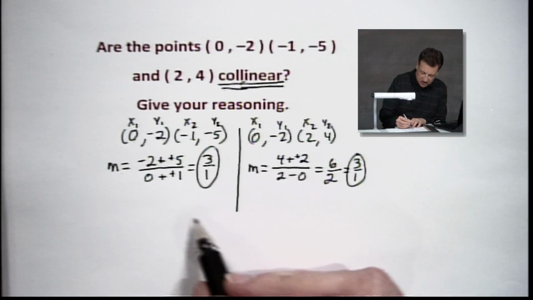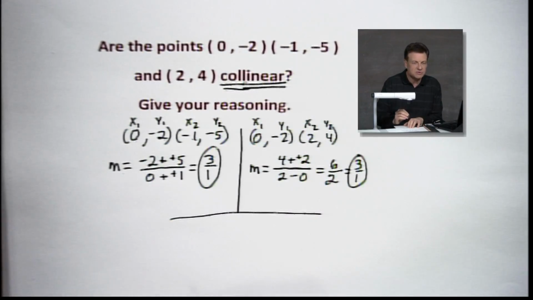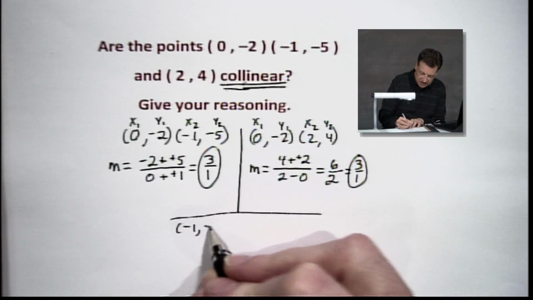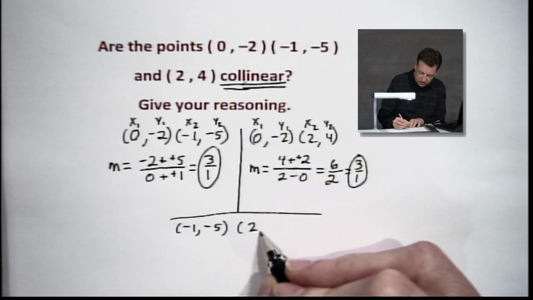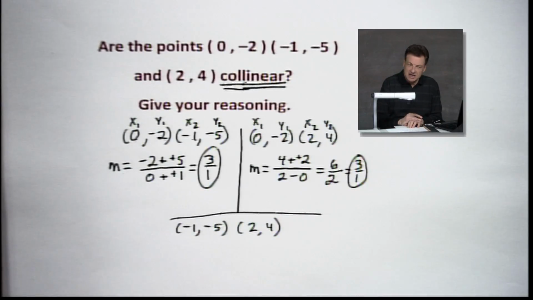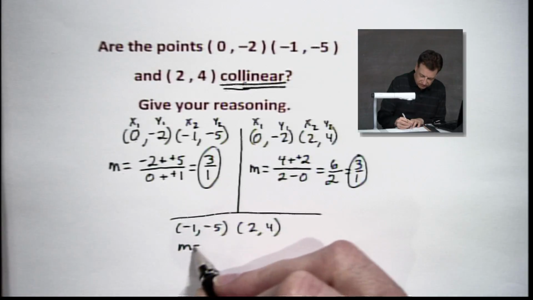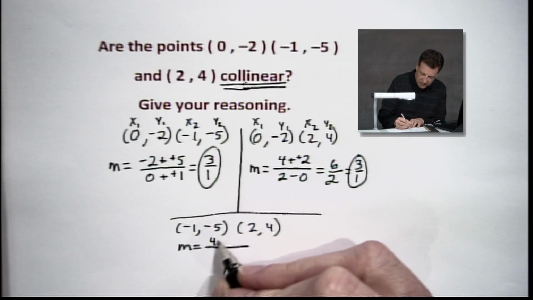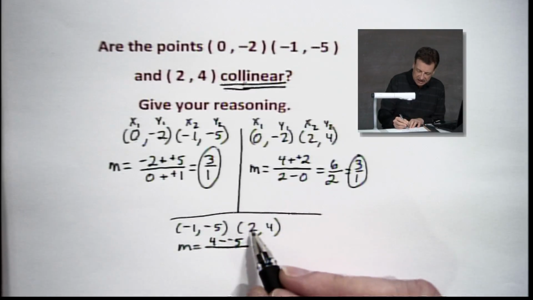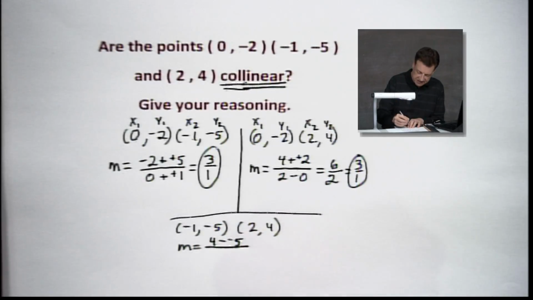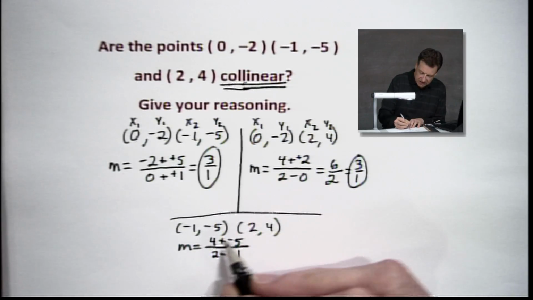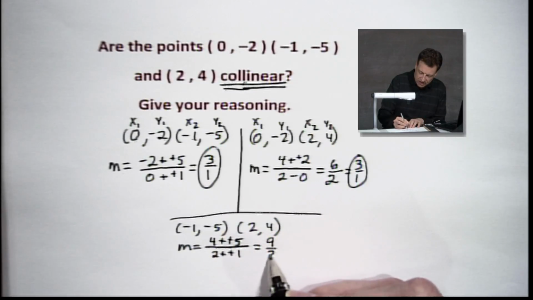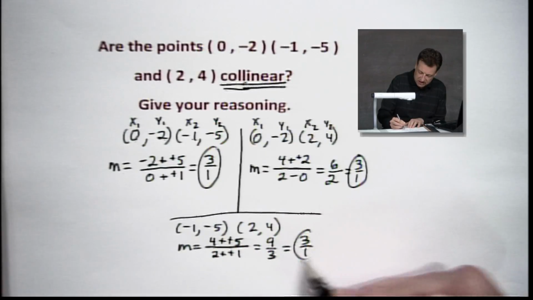Let's take one more set here. Let's drop that bottom third out and put one more in. We're going to check out what happens with (-1, -5) and also (2, 4). Again, I'm going to use my formula. This time we're going to say 4 minus a -5, and underneath that, 2 minus a -1. Here we go. 4 plus 5 is 9. 2 plus 1 is 3. I again have a 3 over 1 slope.